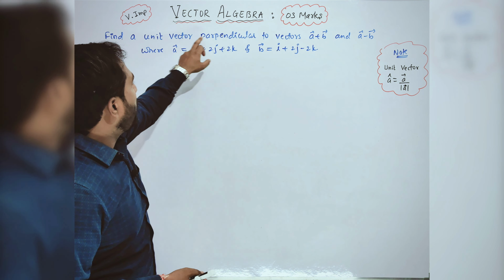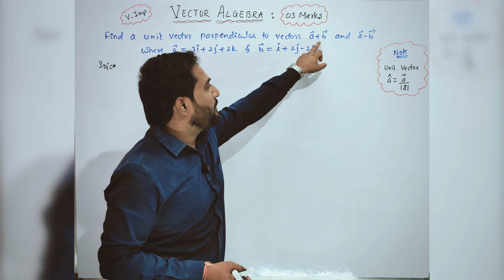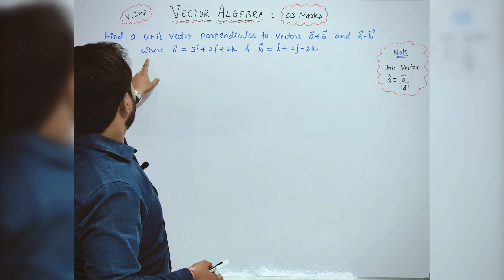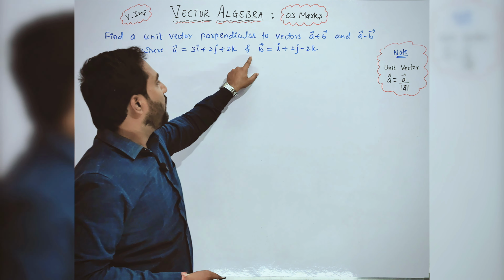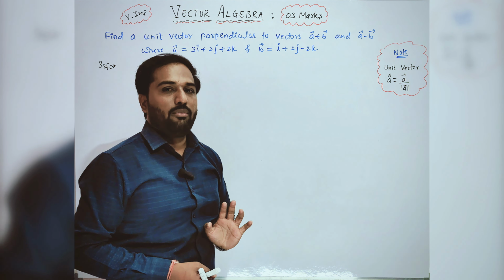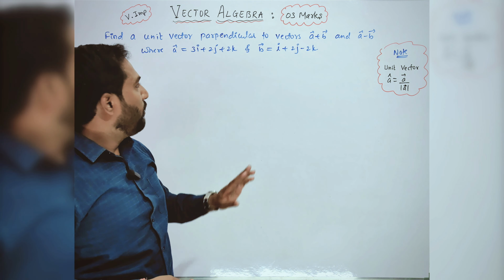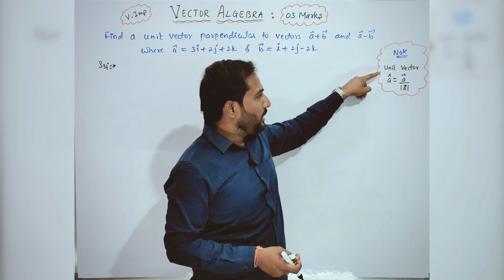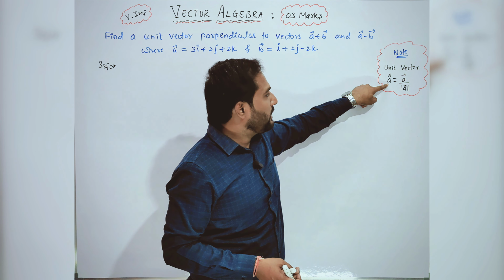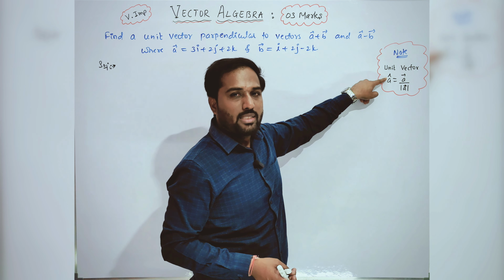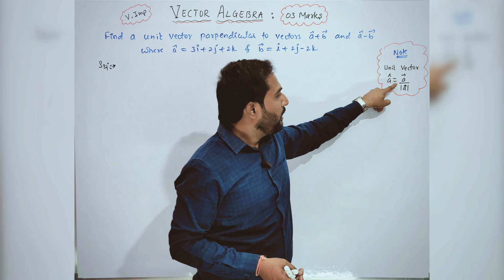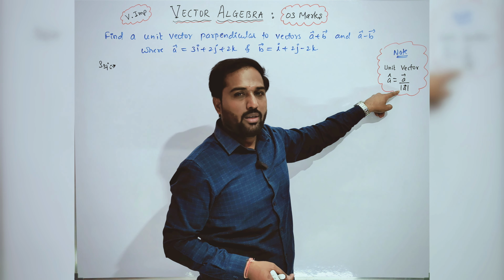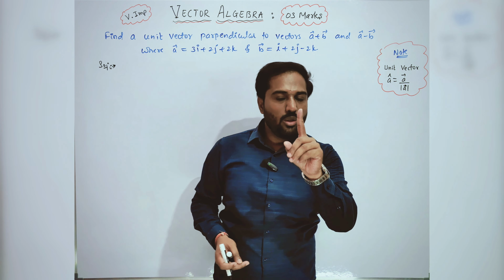Find a unit vector perpendicular to each vector A plus B and A minus B, where vector A and vector B are given. He is asking to find a unit vector. This is the formula to find a unit vector. I have taken vector A here, it is read as A cap. A cap is equal to vector A divided by modulus of vector A, or magnitude of vector A. So to find a unit vector, we need only one vector.